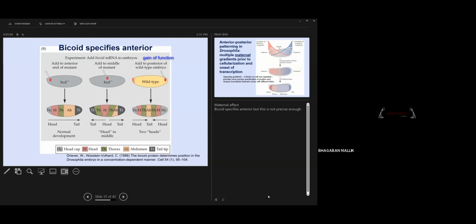Now, if you inject the bicoid mRNA in the middle, it develops a head in the middle. So here you can see the head is there, tail on either side. If you inject bicoid mRNA in the posterior side, you have development of a head on either side, two heads. Here is the middle head, here is the normal head. Very interesting, right? This kind of experiment suggests that bicoid specifies anterior polarity.